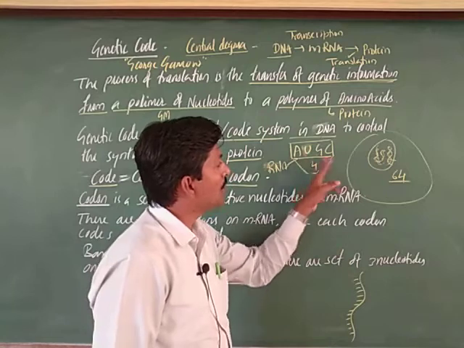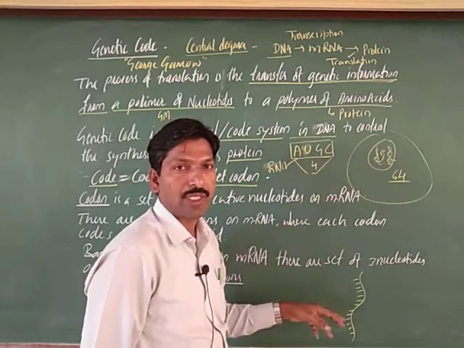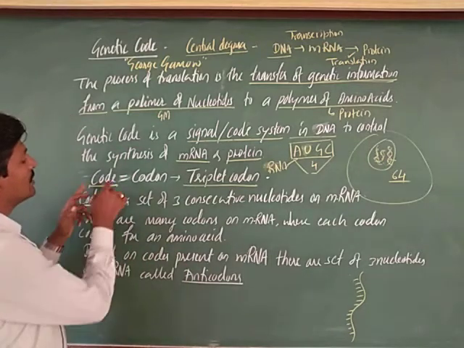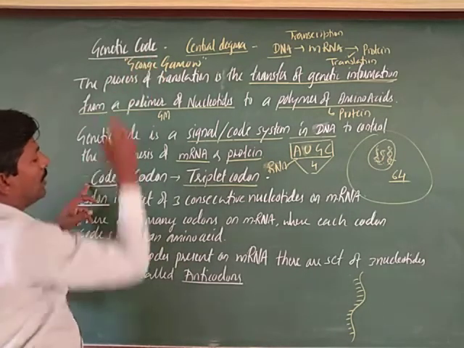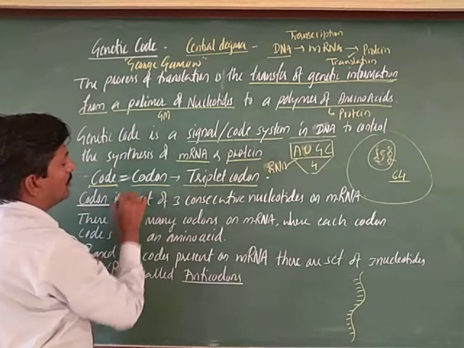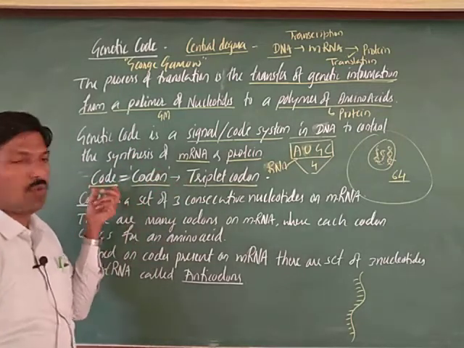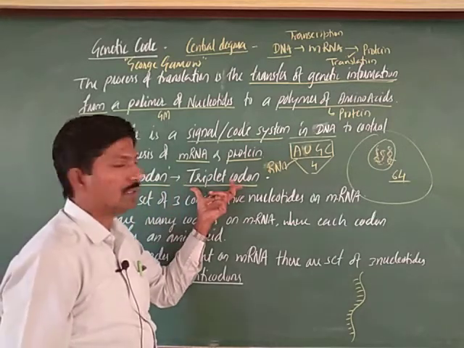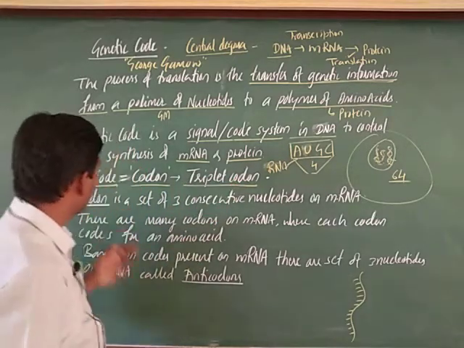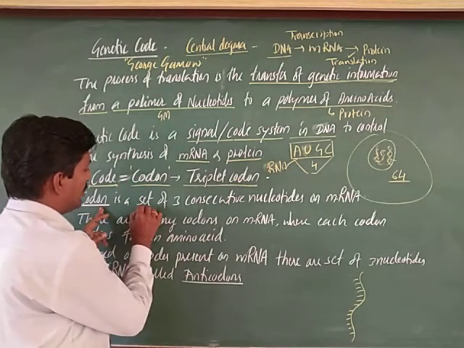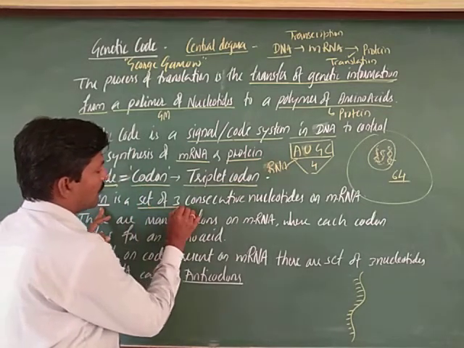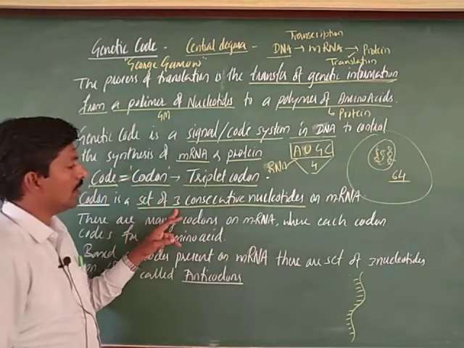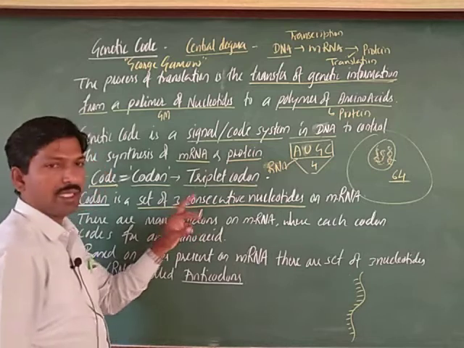There are 4 types of nucleotides, and based on this arrangement, the code we are calling the genetic code is in the form of a codon. The special term we give for this code is codon, right. Codon is in the form of a triplet. Why do we call it a triplet? Because the codon is a set of 3 consecutive nucleotides. 3 consecutive means neighboring, continuous.